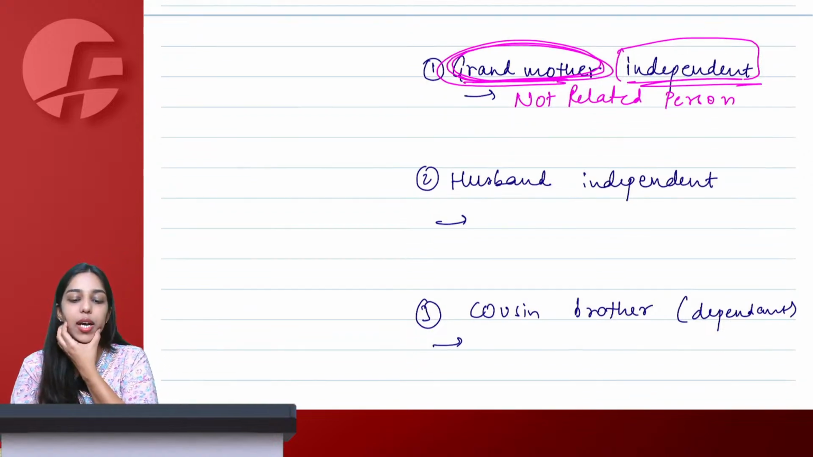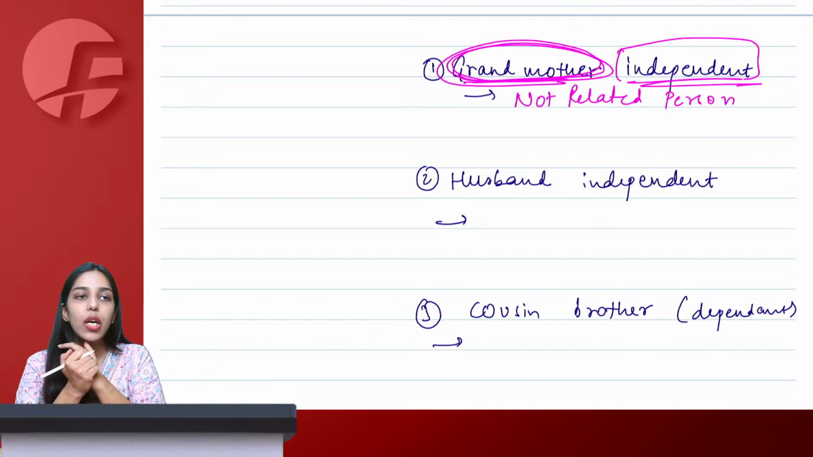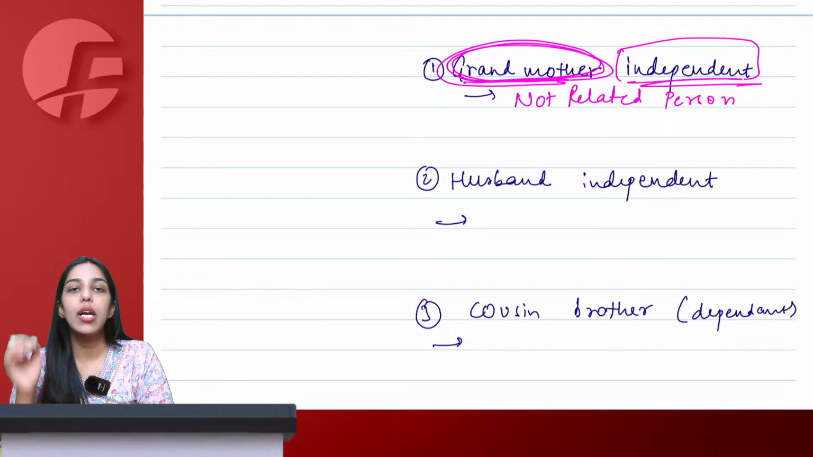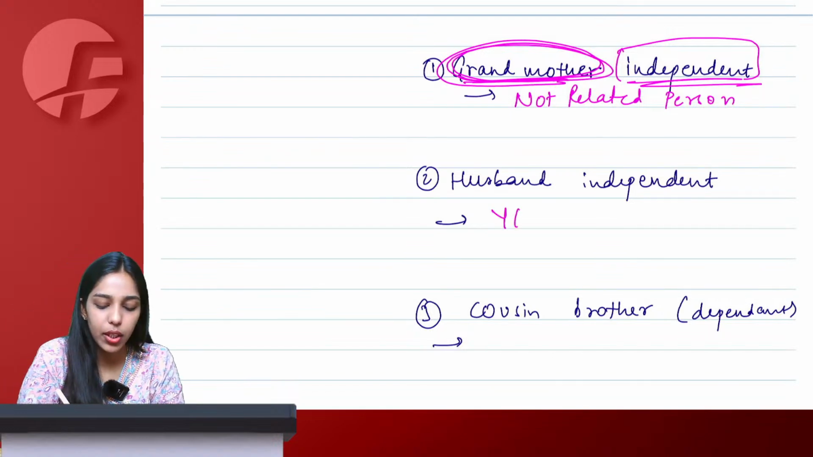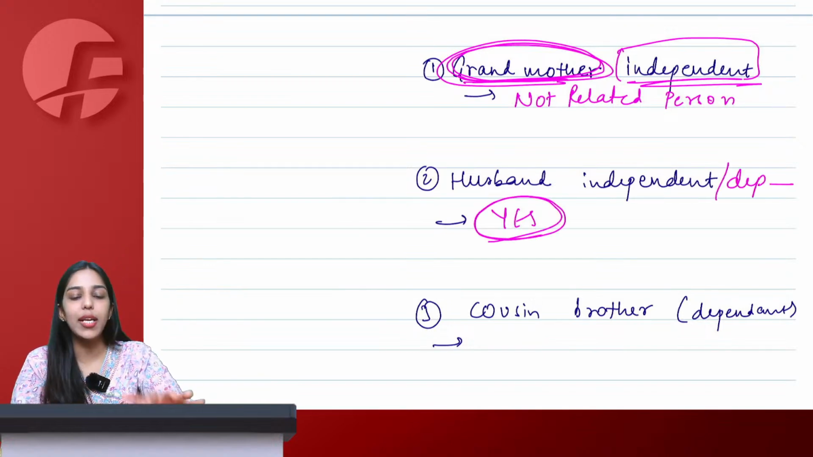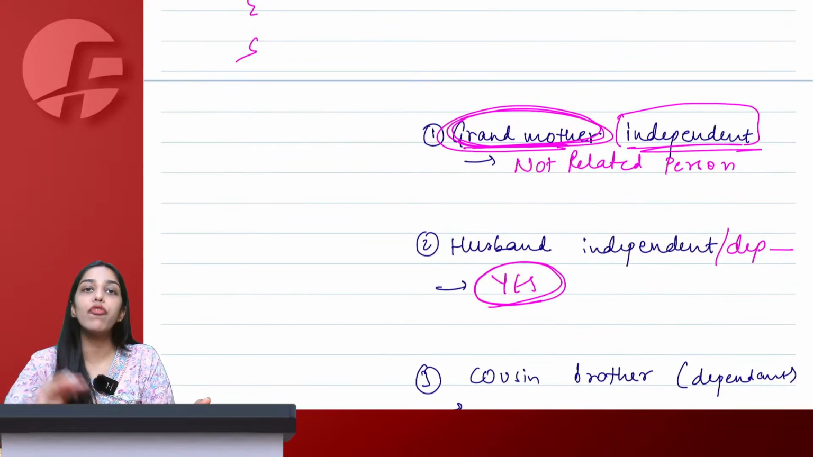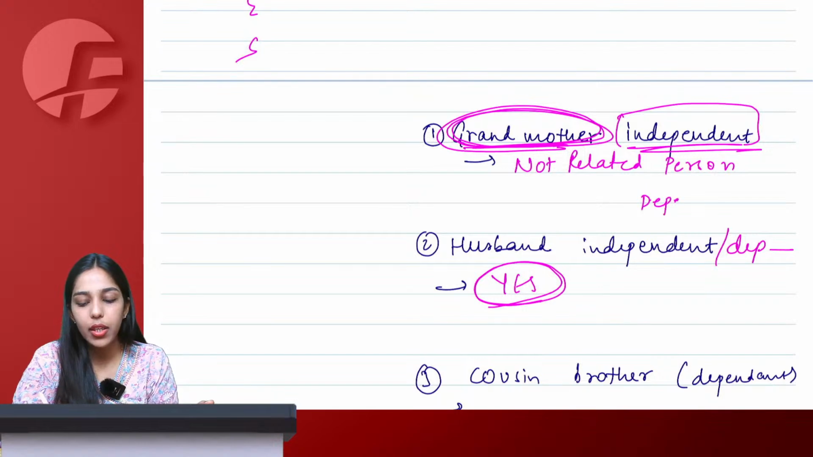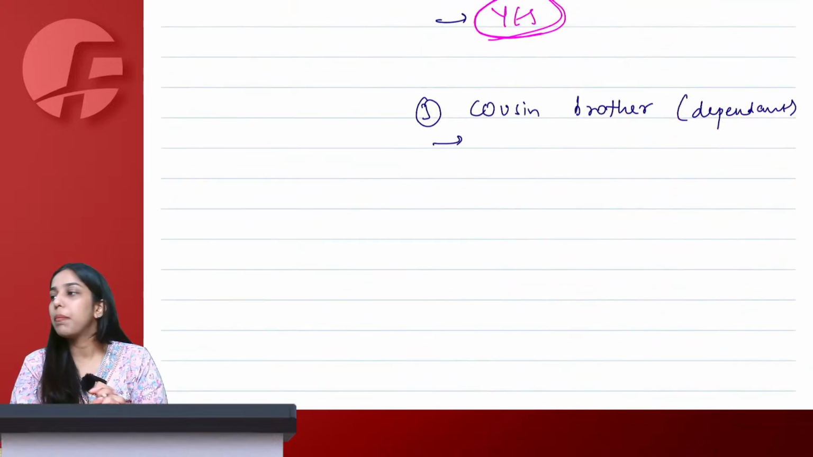Right. Next, my husband is independent. Now for spouse and children, there is no requirement to see whether they are dependent or not. Spouse and children will always be related persons only. So here I will say yes. Husband, even if he would have been dependent or independent all the time, he would be considered my related person. Here grandmother is independent, therefore not related. But had they given in the question that grandmother is dependent, then I would have said yes, she is my related person. Last point, my cousin brother who is dependent on me.